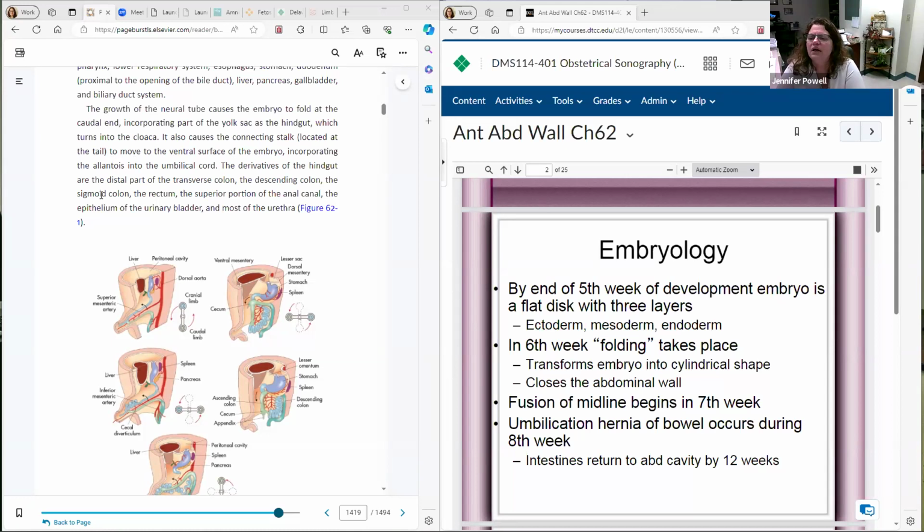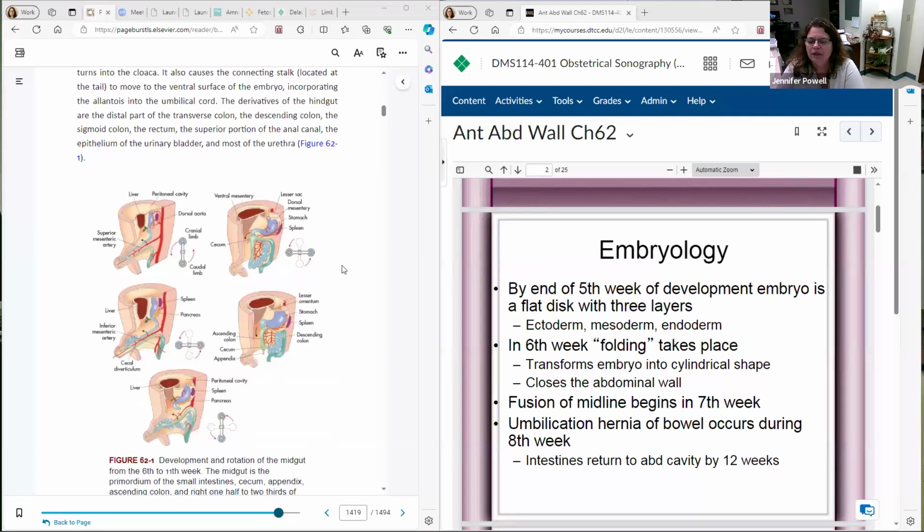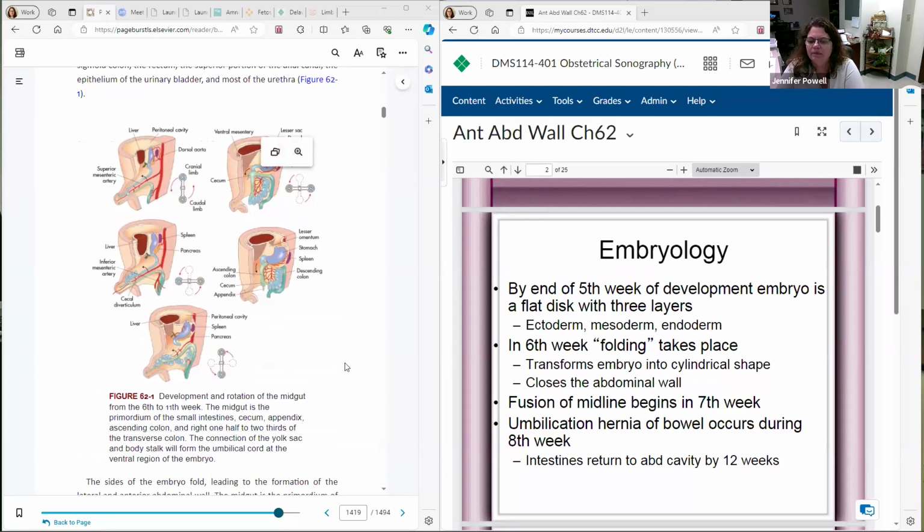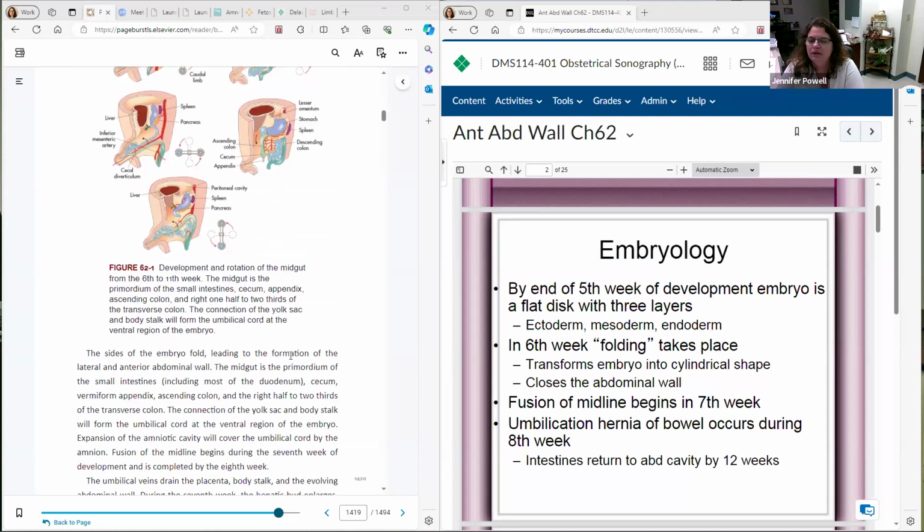The derivatives of the hindgut are the distal part of the transverse colon, the descending colon, the sigmoid colon, rectum, superior part of the anal canal, epithelium of the urinary bladder, and most of the urethra. Okay, so a little diagram of all of that. All right.